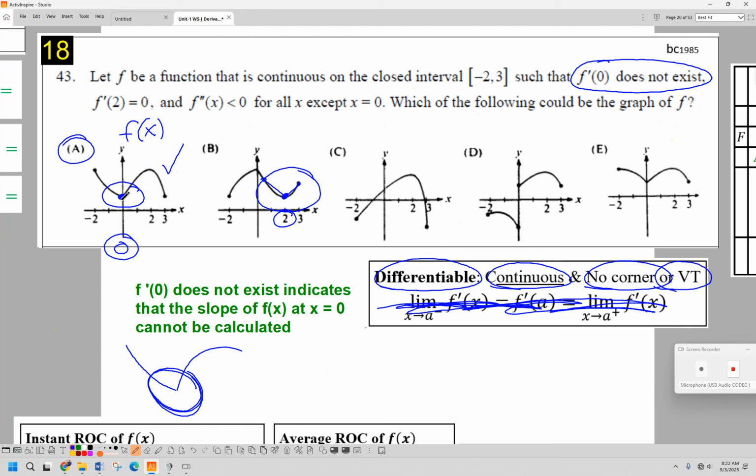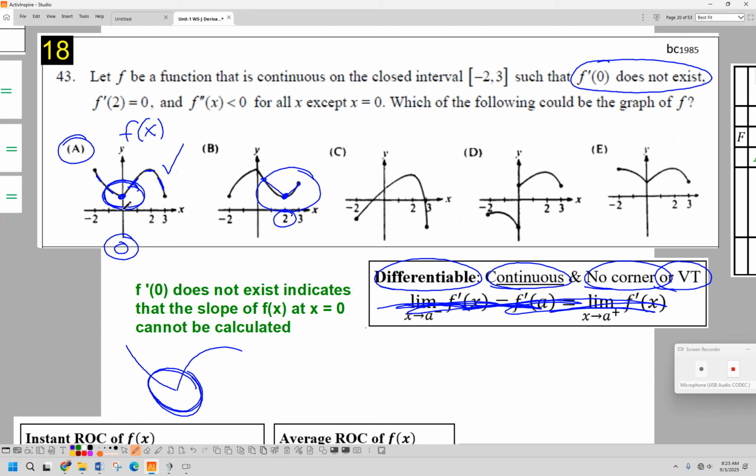Okay. And so I look over here at A and say, okay, got it. I can find the slope here, here, here, but I can't find the slope at x equals 0. That matches the clue. It's very good. Two more. Anybody else?